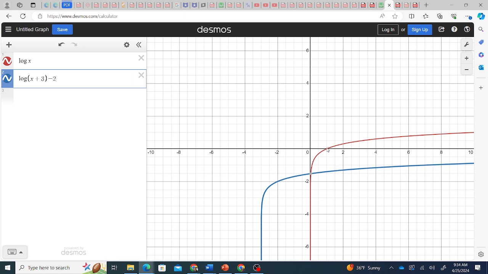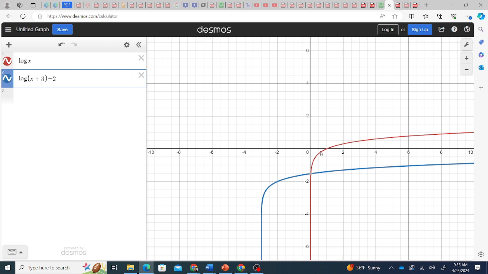Just hear me out. The general graph for log of x, that means there's nothing extra there. All right? That's the general graph, right? Now, what ends up happening is that when I put the graph of log of x plus 3 minus 2, there are two things that happen in there. That plus 3 causes a horizontal shift. It moves it left or right. Then the minus 2 moves it up or down.